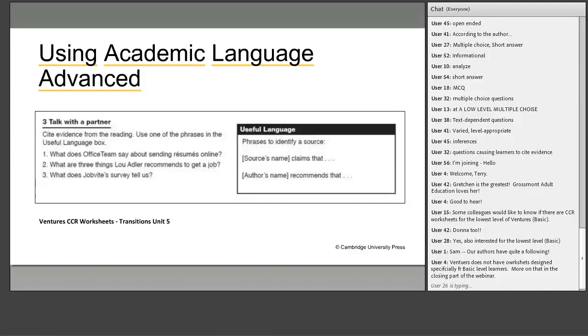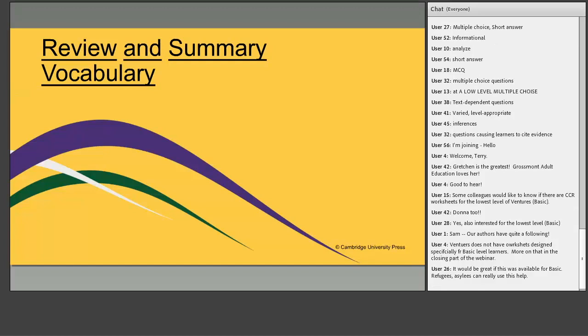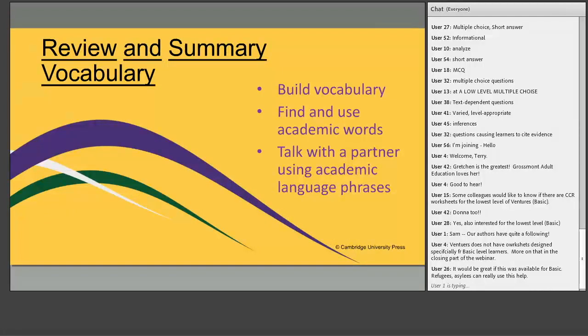At the advanced level, learners are discussing an article on accessing hidden jobs and are asked to discuss the author's point of view by using the academic phrase, the author claims that, or the author recommends that. We have just focused on 3 different types of exercises related to vocabulary development. What were they? Build vocabulary, find and use academic words, and talk with a partner using academic language phrases.